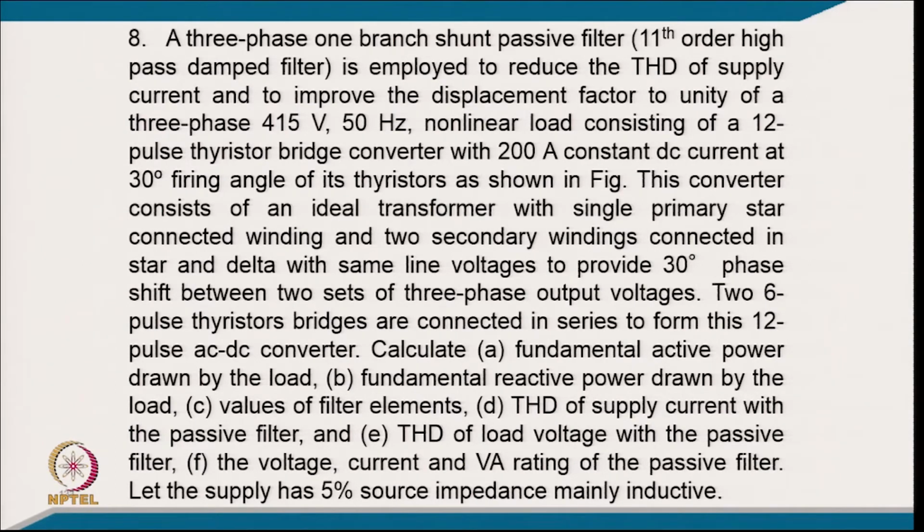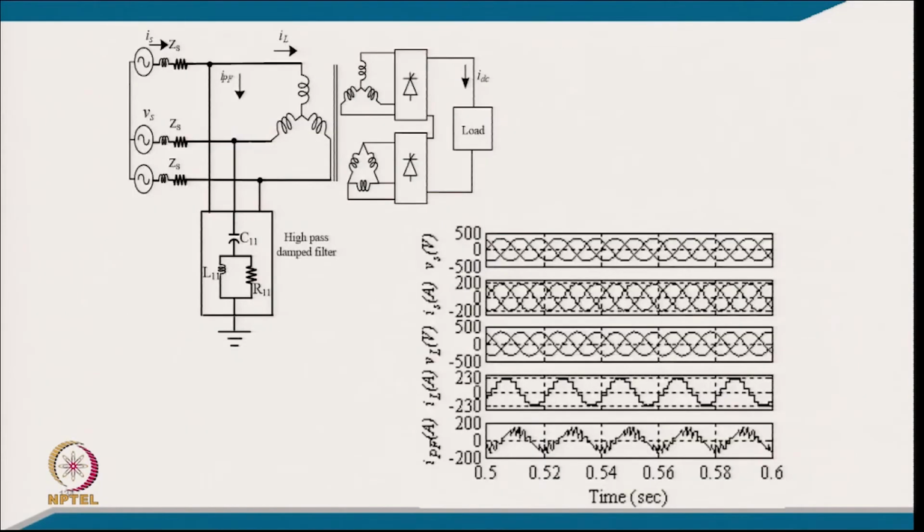The two 6-pulse thyristor bridges are connected in series to form this 12-pulse AC/DC converter. Calculate the fundamental active power drawn by the load, the fundamental reactive power drawn by the load, the value of the filter elements, the total harmonic distortion of supply current with the passive filter, the total harmonic distortion of voltage with the passive filter, and the voltage, current and VA rating of the passive filter. Let the supply have a 5% source impedance, mainly inductive.